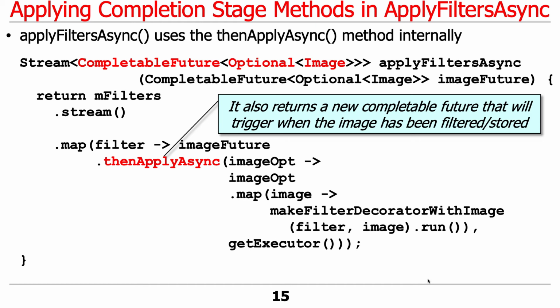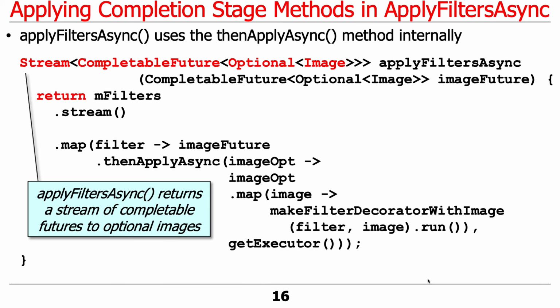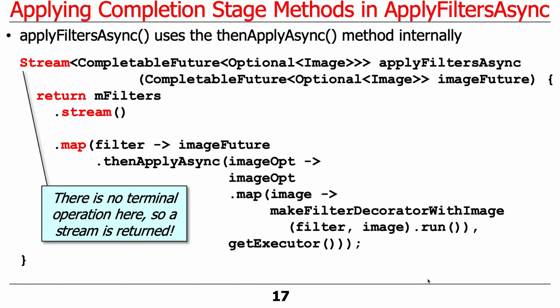Now, this is kind of interesting. You can see here that thenApplyAsync returns a completable future. And that completable future will be triggered when the image has finished being filtered and stored. So you can see here that we're going to have a completable future. But what's really interesting is there is no terminal operation here. So what we're going to get back is a stream of completable futures to optional images. Again, there's no terminal operation, so a stream is returned. So what that means is that this processing does not take place until we reach a terminal operation in the next phase of the pipeline.